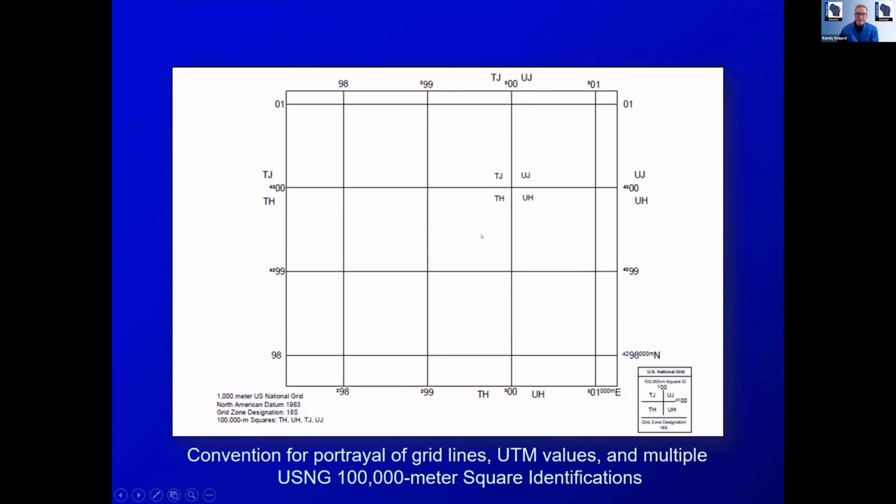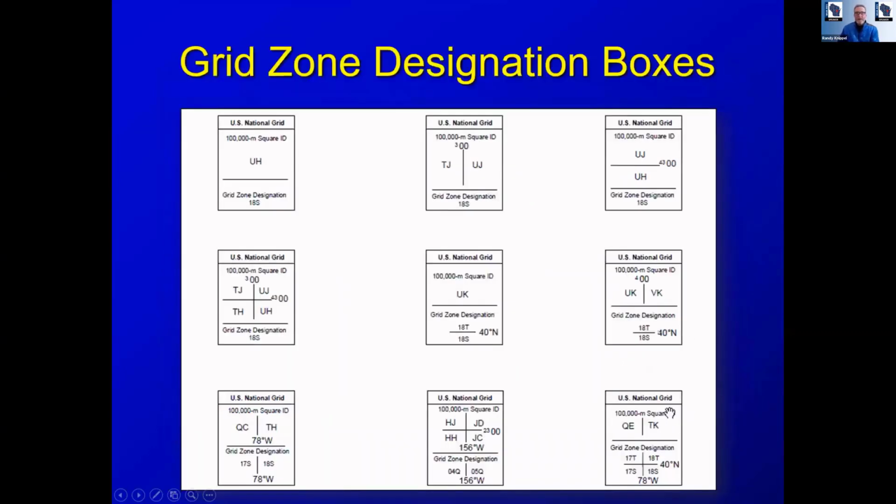And that all happens if you just click U.S. National Grid and you're working at 1/24,000 scale. This just happens, and it'll show up on your larger scale maps as well. You can see how the grid zone designation box changes, and so that gets a little more challenging, and I'll show some more detail about this in the ArcGIS Pro examples. And so here are all of the examples of the grid zone designation boxes, depending on the different configurations.